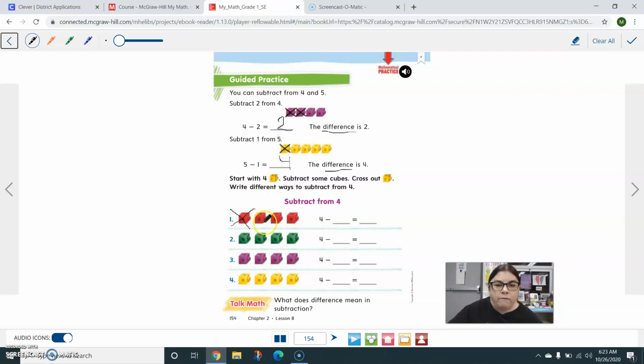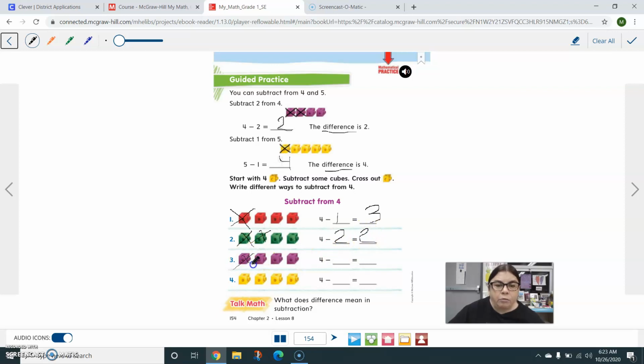Okay? So I have 4. I'm subtracting 1. How many are left? 3. The difference is 3. Now I'm going to go ahead and do 2. And again, you can do whatever you want. Different ways to subtract from 4. So I'm going to put 2 here. 4 minus 2. How many am I left with? The difference is 2. That's right.